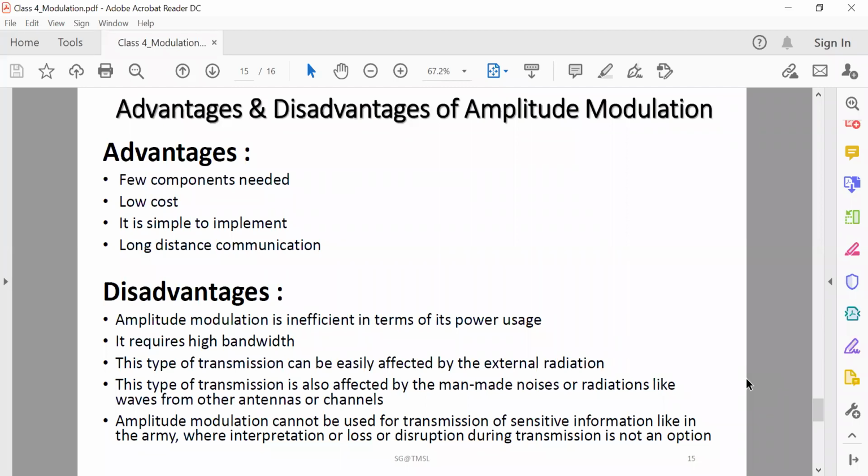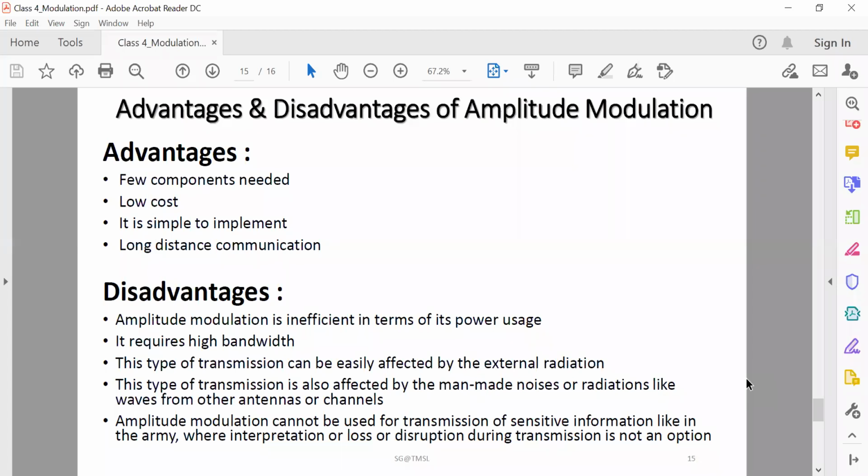This type of transmission can be easily affected by external radiation, and also by man-made noises or radiations, like waves from other antennas or other channels. So distortion will be more in this technique.